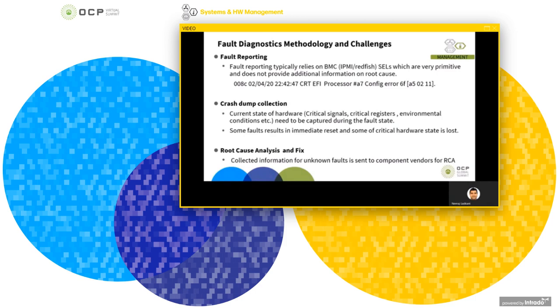I think the third is not a challenge per se, but more of a step. Once you have the signature and once you have the data, the critical crash dump data that is required for debug, I think applying a fix is fairly easy.